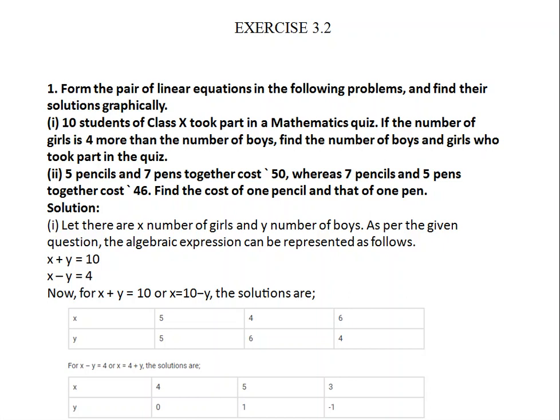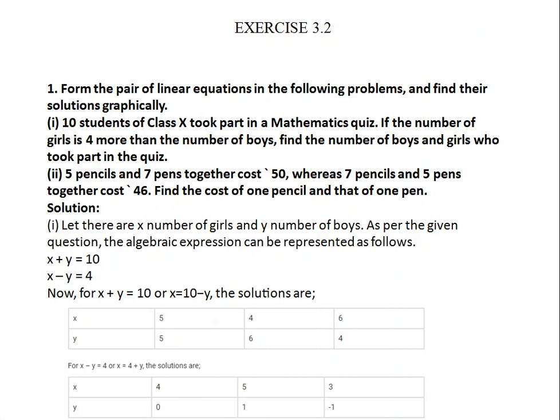10 students of class 10th took part in a mathematics quiz. If the number of girls is 4 more than the number of boys, find the number of boys and girls who took part in the quiz. Students, I told you to read the word problems and identify the variables. Here, which are the variables? Number of boys and number of girls. So, we are taking x as the number of girls and y as the number of boys.